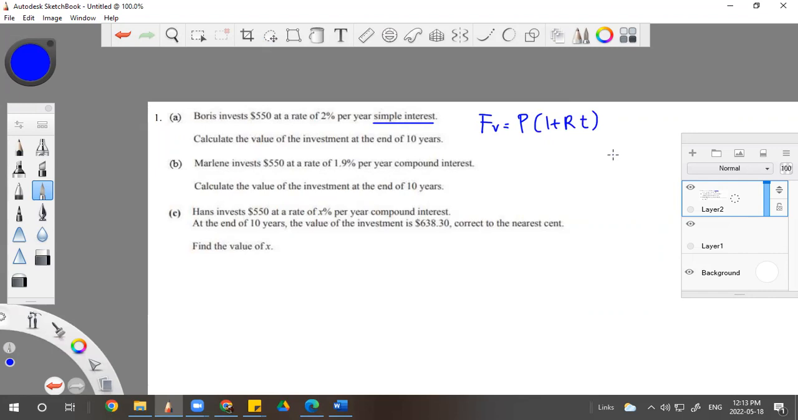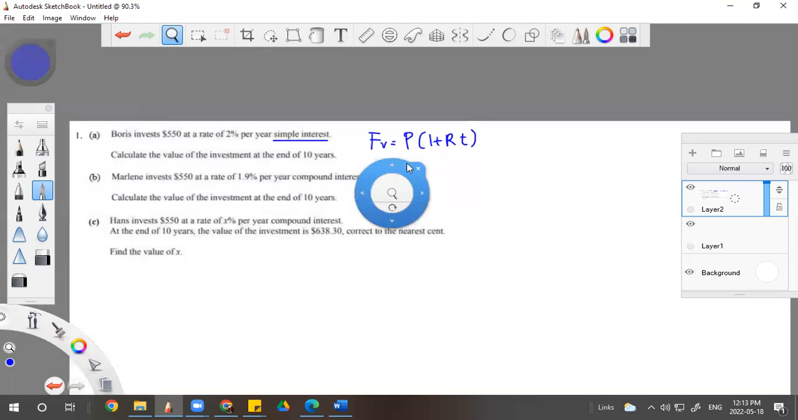Yep, there you go. That's it. So how do you do this? Just copy paste, right? So P, what is P? The present value. What is FV? Future value. R is the rate. T is the time taken. So 2% per year, simple interest for 10 years.